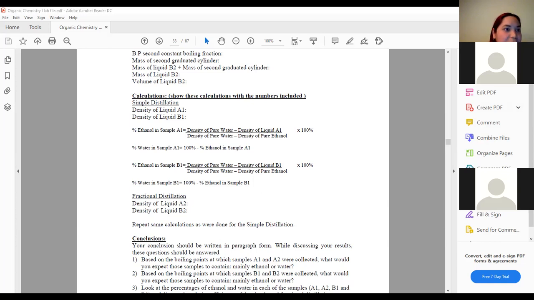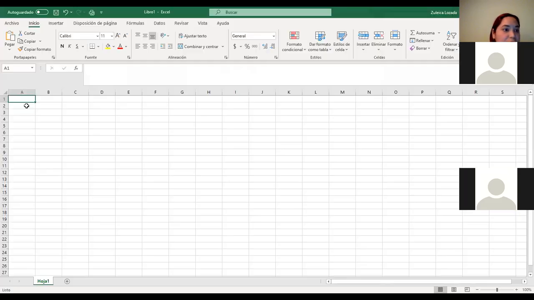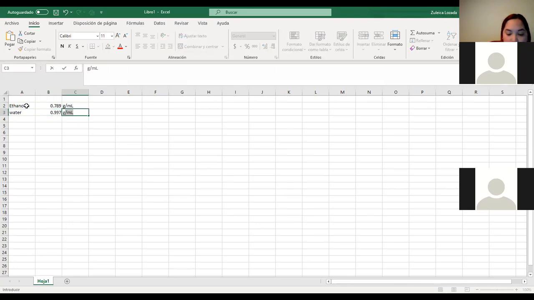Let me see if I can do one. Okay, let me share my screen here. If you have ethanol, ethanol is 0.789, this is grams per milliliter. Let me do one example. And then you have water, it was 0.997 grams over milliliters. And then in the same, 6.10, 7.2. This is A1.